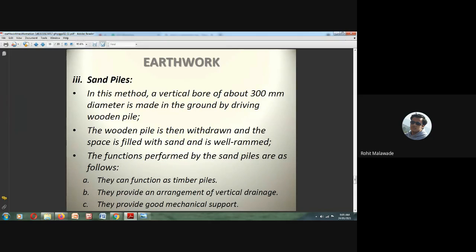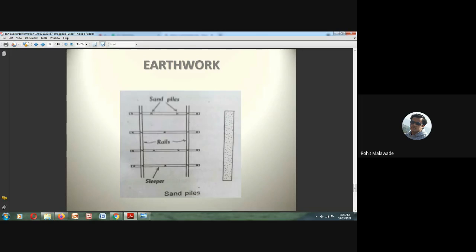Sand piles can be done in place of timber piles, and they have to be provided as vertical drainage. They provide good mechanical support. In the sand piling method, we are going to have sand piles of around 1.8 to 3 meter depth, filled with sand, as I have told, if the soil is poor.